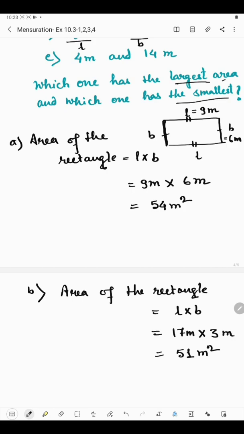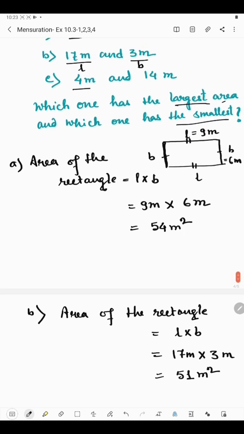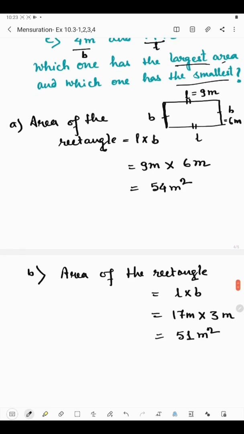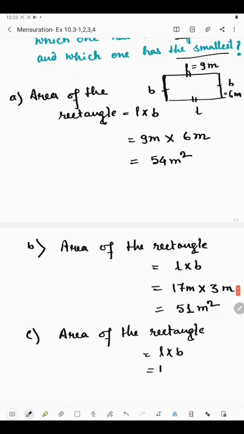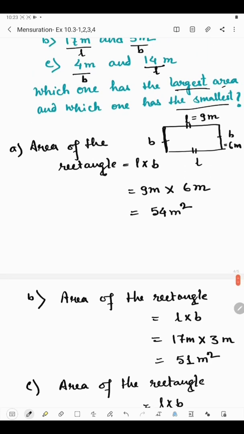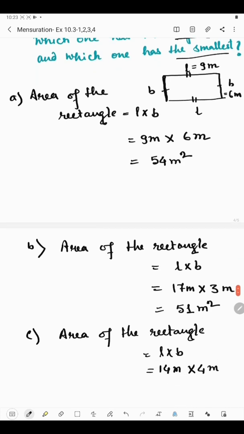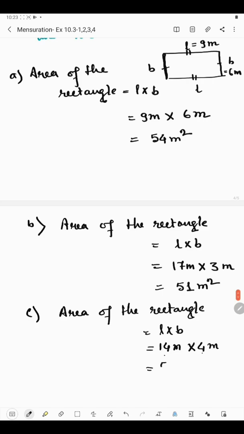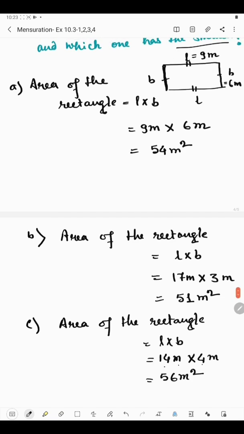Okay, now we have to find the area of the C part, in which 4 meter and 14 meter is given. So here 14 meter is the length and 4 meter is the breadth. So we'll write, area of the rectangle is length into breadth. So here length is 14 meter and breadth is 4 meter. Now 14 4s are 56, and meter into meter, meter square. So we have got the area of the 3 rectangles.